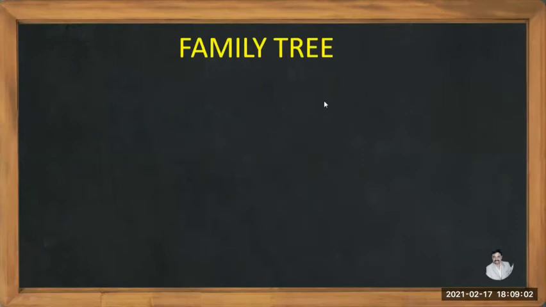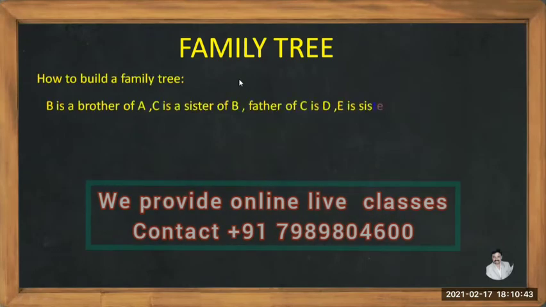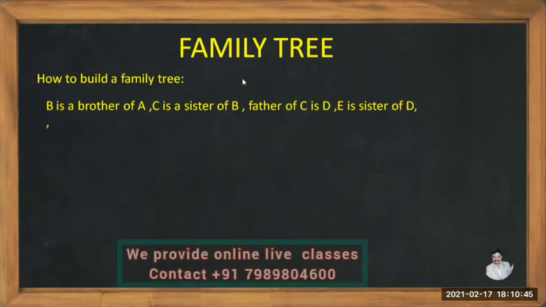Now in this part 2, the third important topic is the family tree, which means how to draw a family tree. Let's see how to build your family tree. Let us see one example. B is the brother of A, C is the sister of B, the father of C is D, and E is the sister of D. This is one complete example. By using this example, let us draw a family tree.